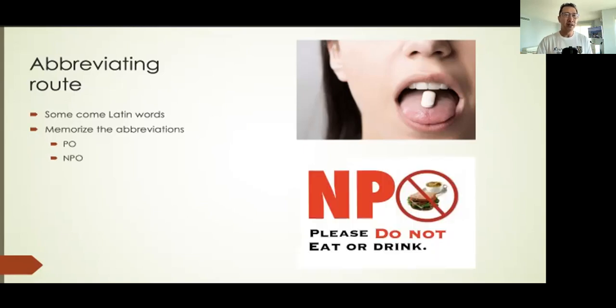That means nothing by mouth. That means I cannot give my patient anything that will go in their mouth for some reason. It could be they can't swallow, or they're going for surgery. And if you've had surgery before, you can't have anything in your stomach. Or they're going for some kind of test. There's a reason that this patient cannot have anything in their mouth. So make sure that's the NPO.